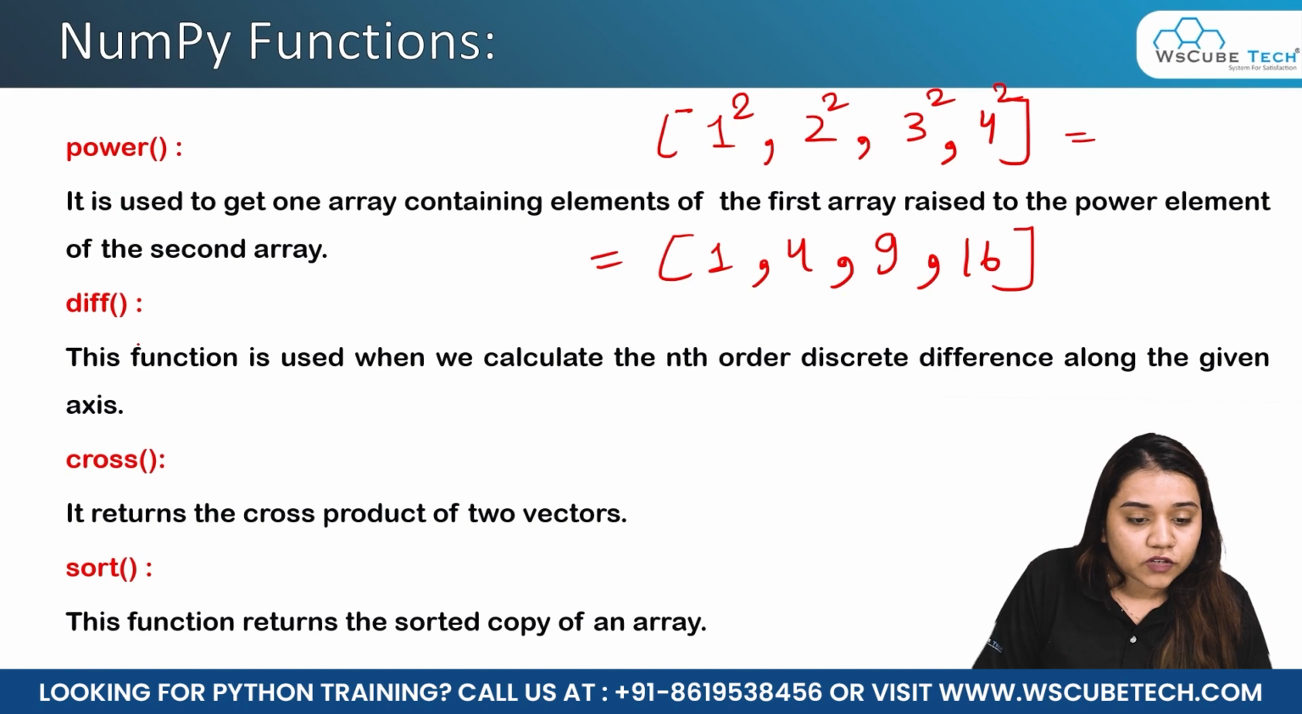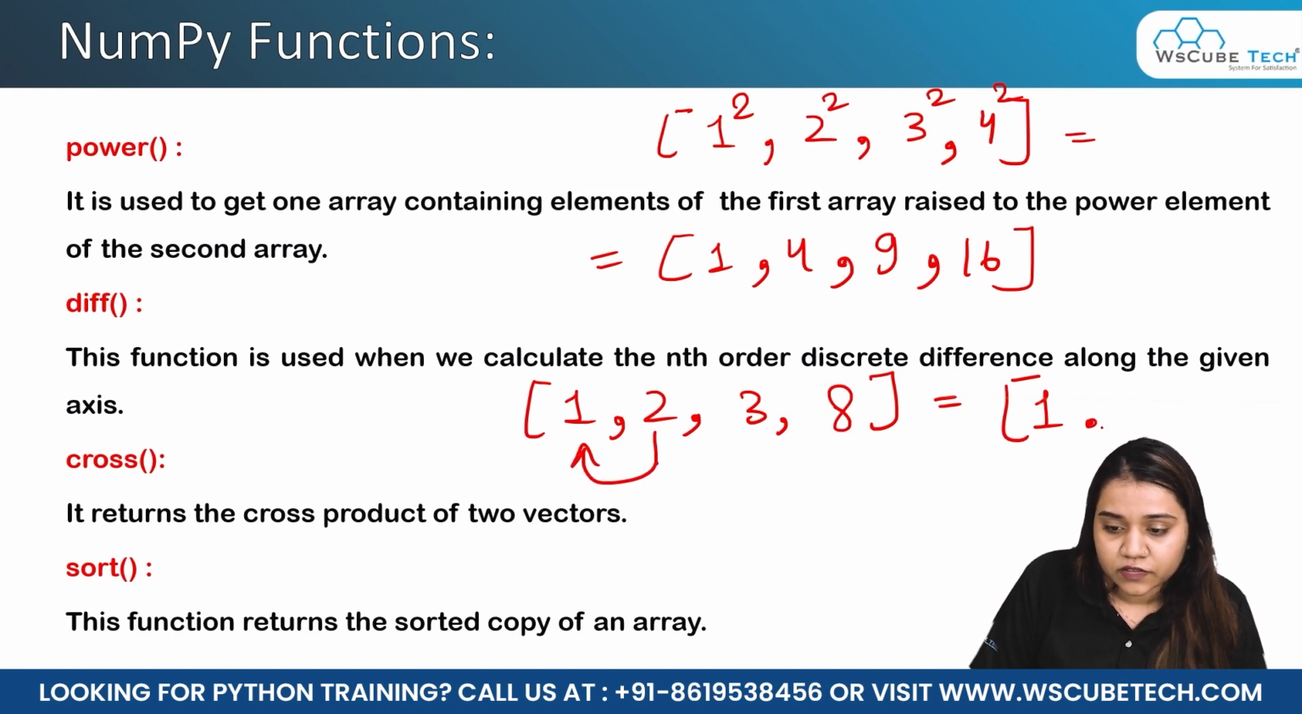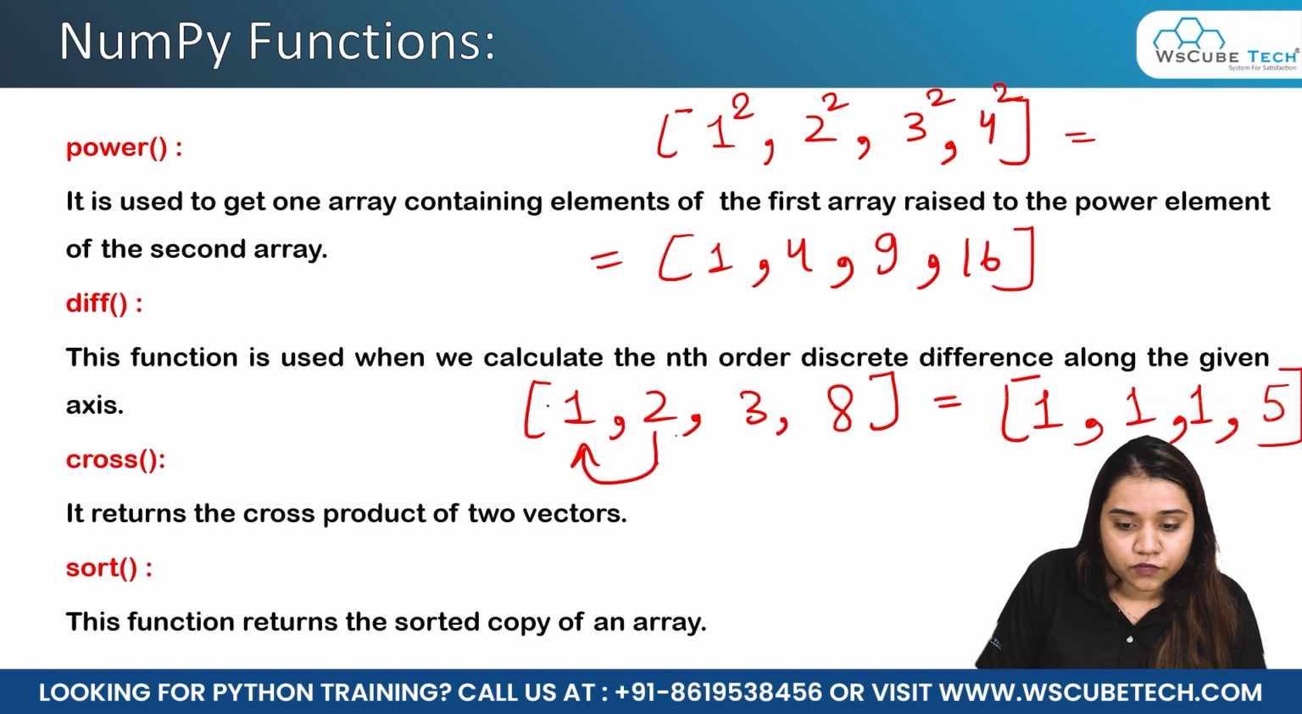Moving ahead, talking about our next function, that is difference. This function is used when we calculate the nth order discrete difference along the given axis. That means what happens over here, suppose you have an array like this, you have 1, 2, 3, and 8. If you apply the difference method over here, the first element would remain the same. The second element would be the subtraction in this way, that this element minus this element, that means 2 minus 1, that would give us 1. The third element would be the third element minus the second element, that would be 3 minus 2, that is 1 again, and 8 minus 3 would be 5. This is what we will basically obtain if we use the difference function.